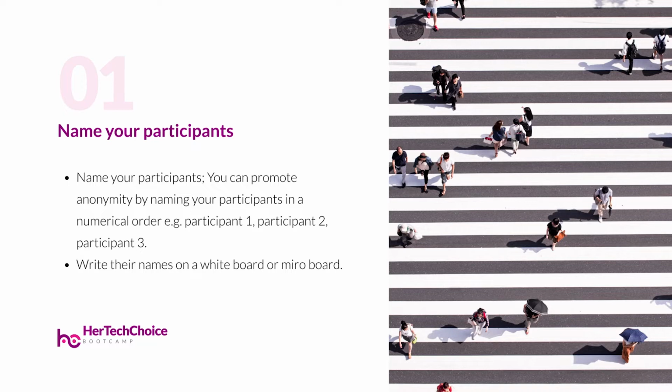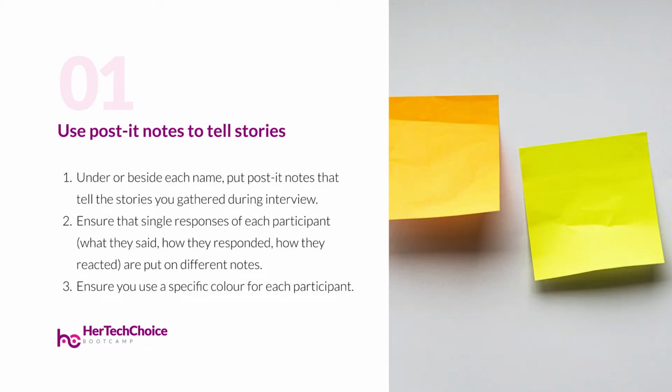Write their names on a whiteboard or a Miro board. Then use post-it notes to tell a story. Under or beside each name, put post-it notes that tell the stories you gathered during the interview. Ensure that single responses of each participant, for example, what they said, how they responded, how they reacted, are put on different notes. And ensure you use a specific color for each participant. Like participant 1, you can pick pink as the color of their post-it notes. Then participant 2, you use green, and the likes, so that it will help in narrowing down your notes.